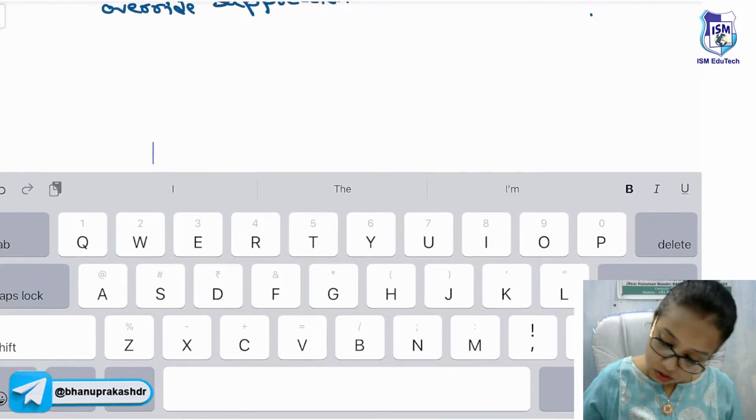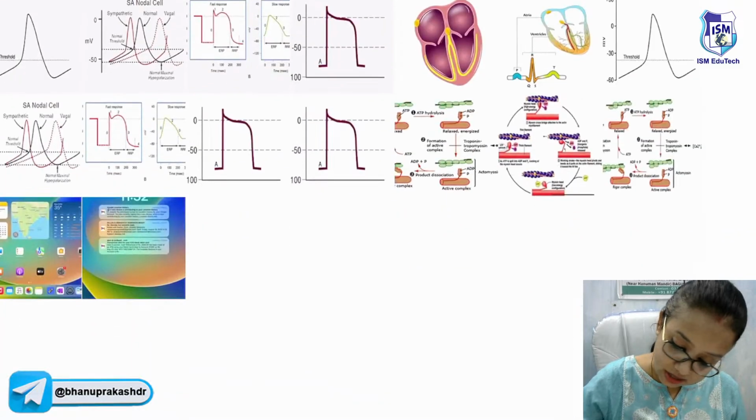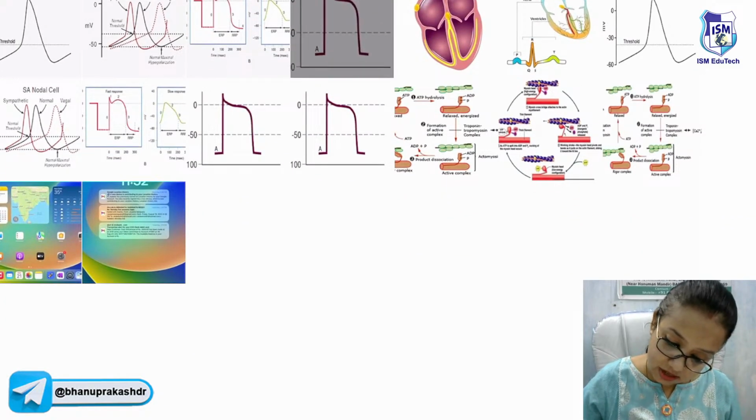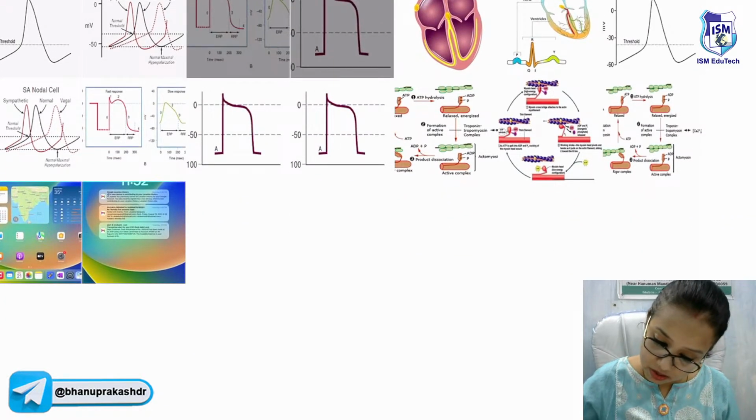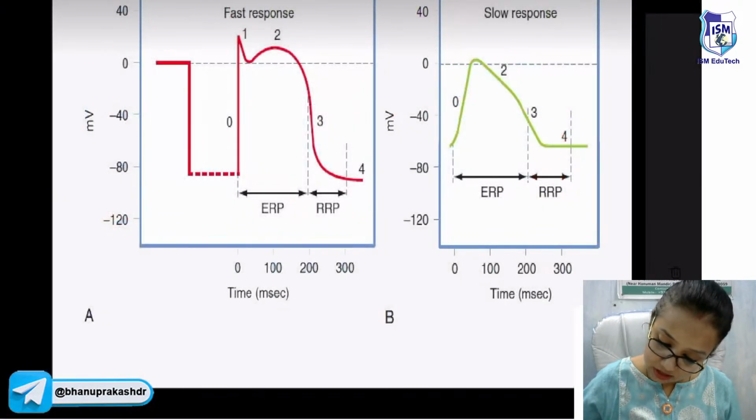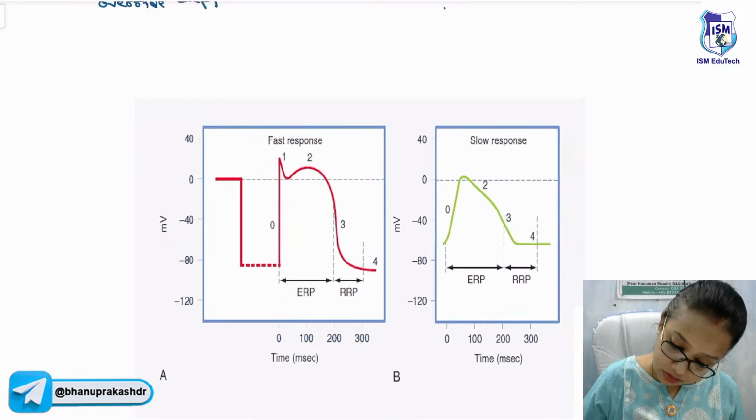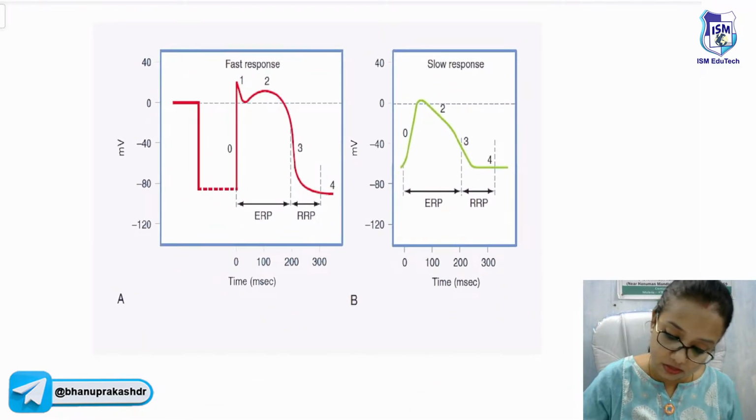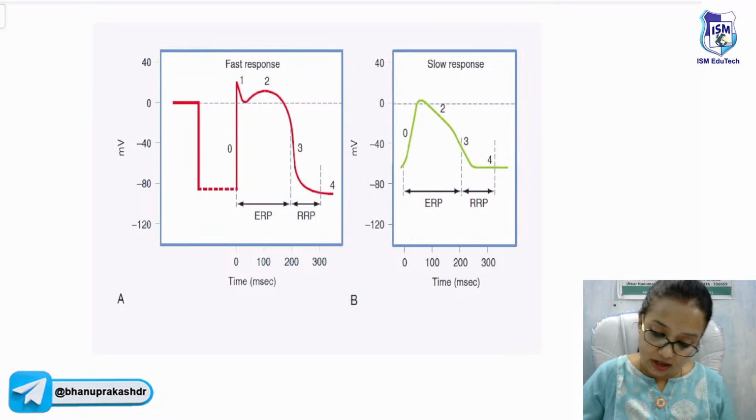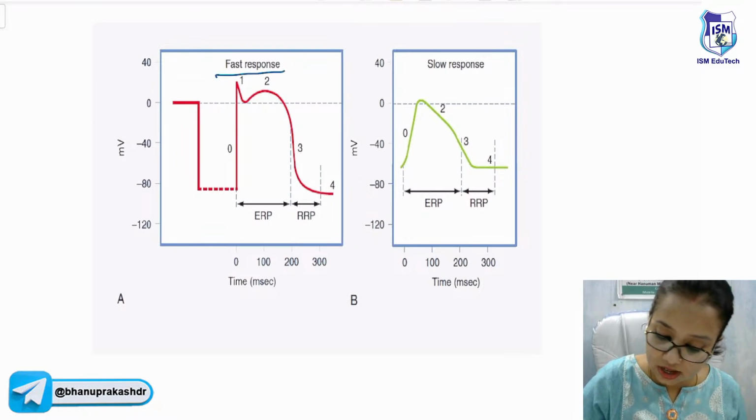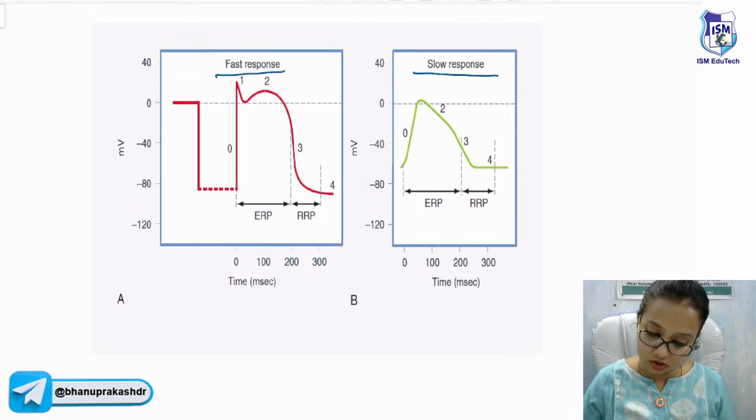Now coming to the graph, understanding the graph. There is this fast type and this slow type of graph. Here, if we see the fast type, the first one on the left side, the fast response and the slow response are the fast type and the slow type.